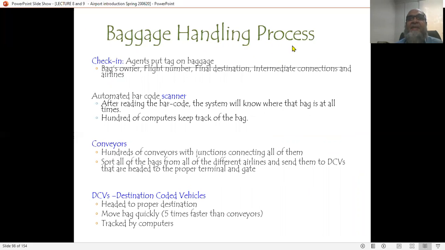So what is the baggage handling process? At check-in, the agent puts a tag on the bags with the bag owner, flight number, final destination, intermediate connections, and airline. Then an automated barcode scanner reads the barcode, and the system will know where the bag is at all times. Hundreds of computers keep track of that bag. Then hundreds of conveyors with junctions connecting all of them sort the bags from the different airlines and send them to DCVs that are headed to the proper terminal and gates, and then to the proper destination, moving quickly, 5 times faster than the conveyors, and tracked by the computers.